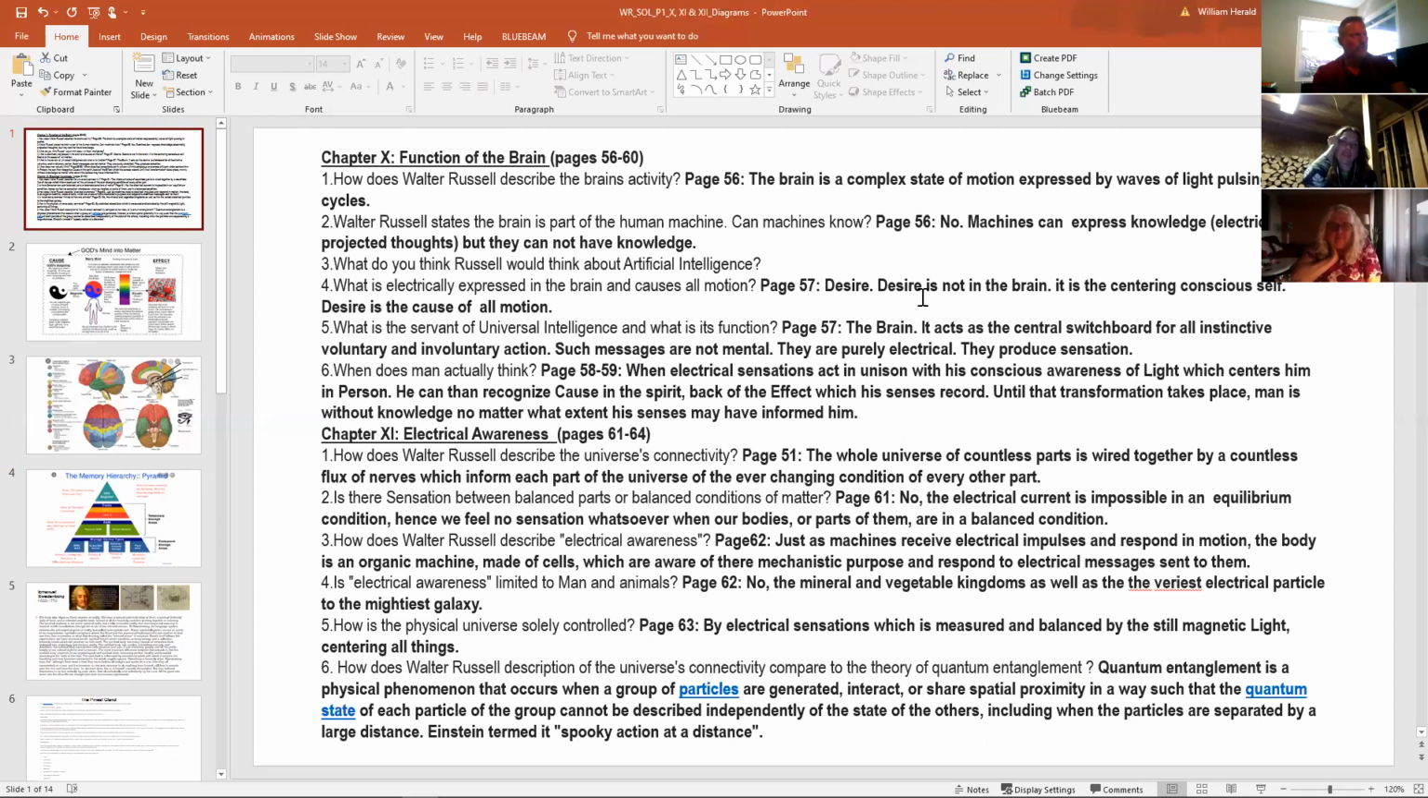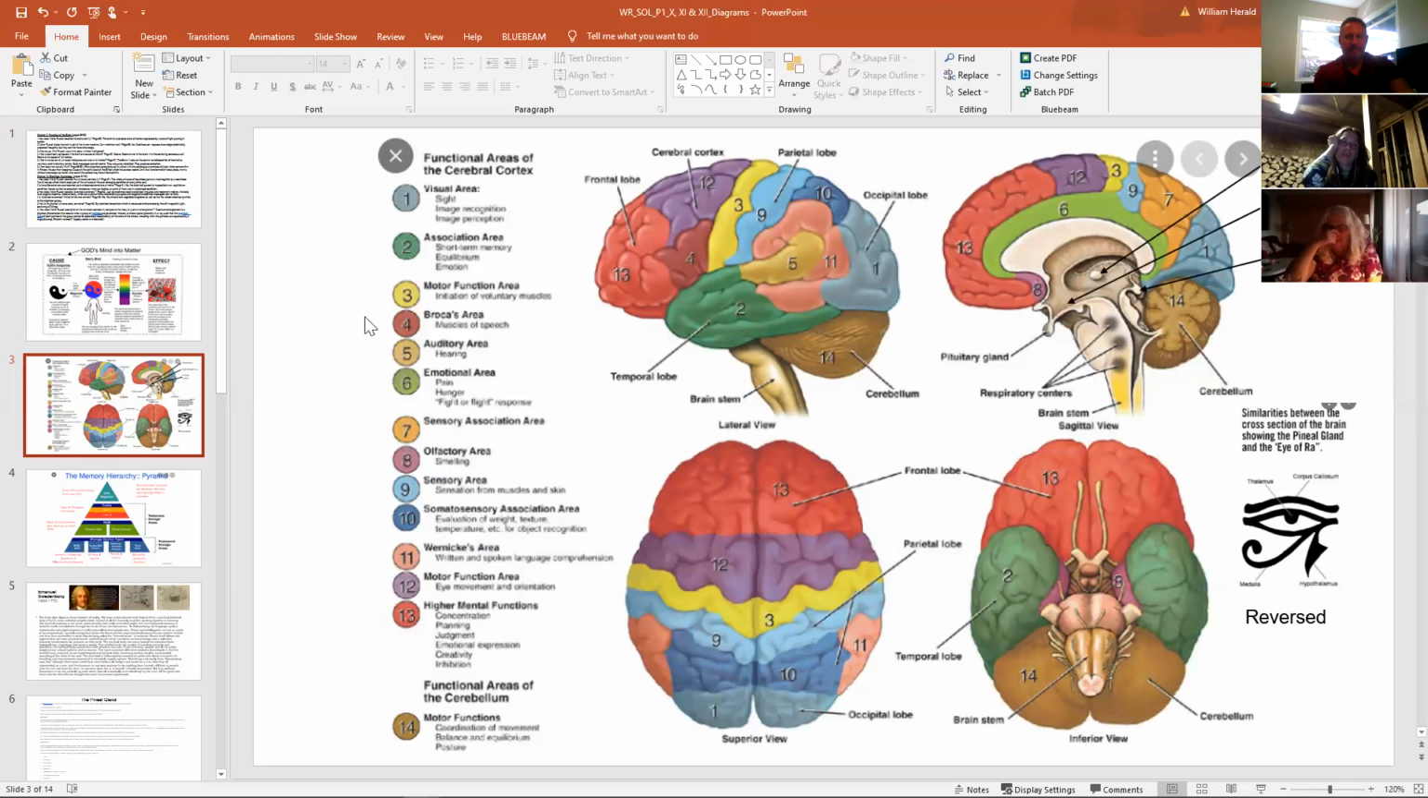So if this is true, desire is not in the brain. It is the centering conscious self. Desire is the cause of all motion. Well, if desire electrically expresses in the brain, but desire is not in the brain, how does desire get to the brain? Well, that vibration that we talked about before you came on, Jeremy, with the brain and what we have in the thalamus. Is that how you say it? Thalamus, yeah.